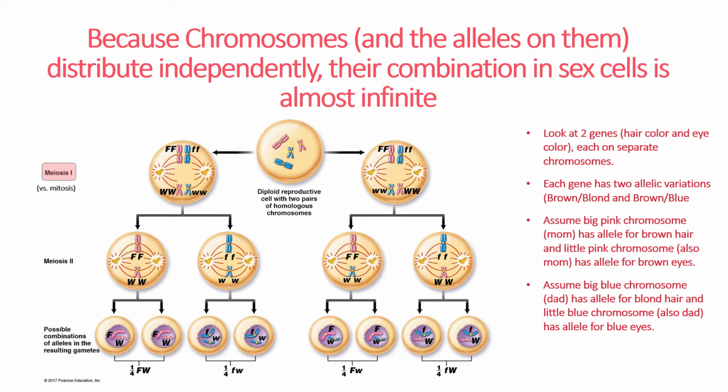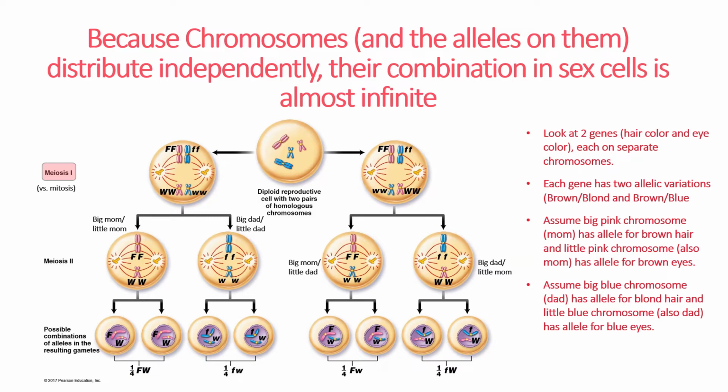When we look at that second row, after the chromosomes have been distributed in meiosis 1, we see that the daughter cells could have either mom's big chromosome and mom's little chromosome, or dad's big chromosome and dad's little chromosome, or they could have mom's big chromosome and dad's little chromosome, or dad's big chromosome and mom's little chromosome. So there are 4 different possibilities.